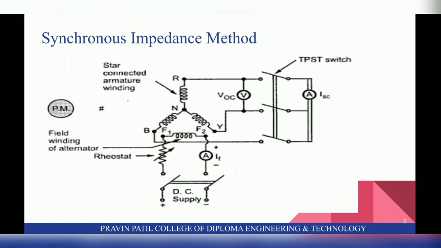So this is the diagram for synchronous impedance method, in which you can see there is a voltmeter and the DPST switch and one ammeter, star connected armature winding, field winding in which rheostat and ammeter is connected, and then DC supply is connected for the field winding.